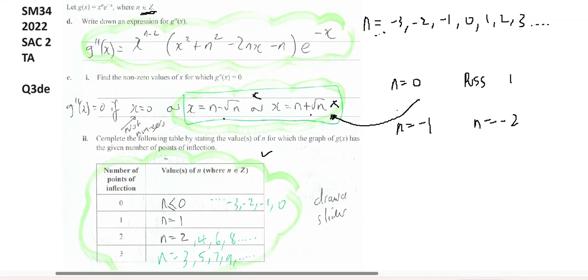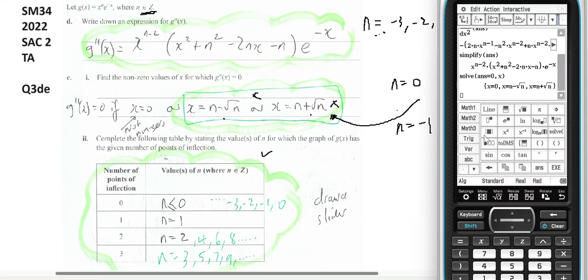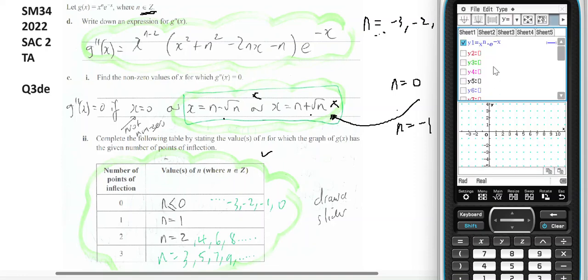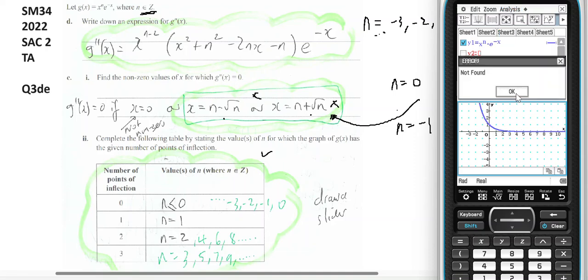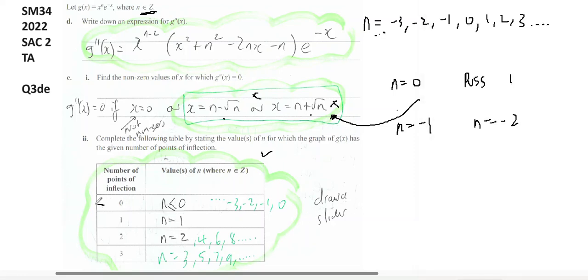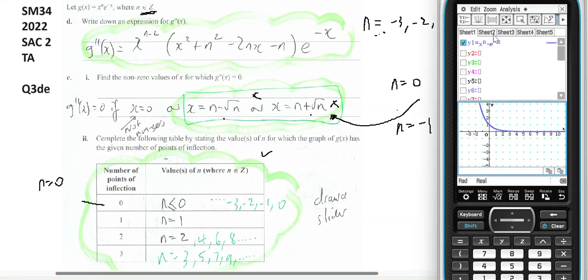So let's build a slider and see what we get. I'm going to jump over to graphs and tables. I've already entered my slider, and I'm now going to press interactive. I might come to 0. Analysis, G-solve. I'm going to use the idea of inflection, and I can see there are no points of inflection when n equals 0. So n equals 0 is one answer there. Let's now consider when n equals -1.